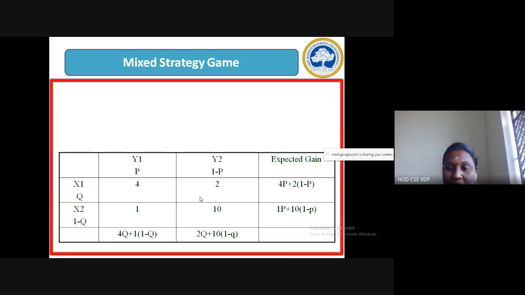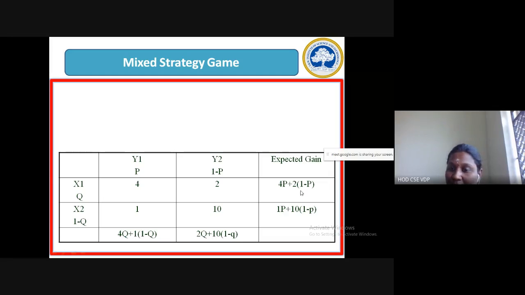What is mixed strategy in game theory? I told you that you are going to associate some probabilities with each and every strategy. Either a strategy will be played completely, or you associate a probability between 0 and 1. What is that called? P. The probability of playing y2 is 1 minus p. Similarly, the probability of playing x1 is q, and the probability of playing x2 is 1 minus q.